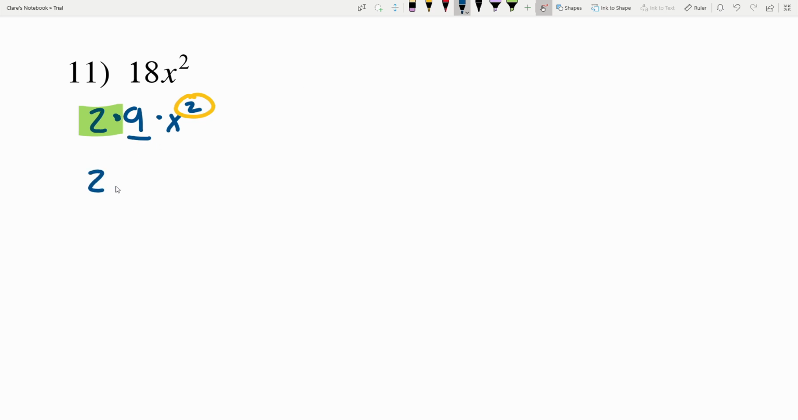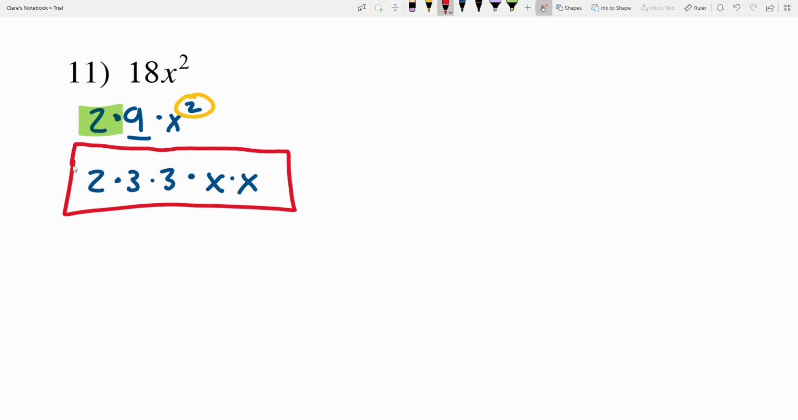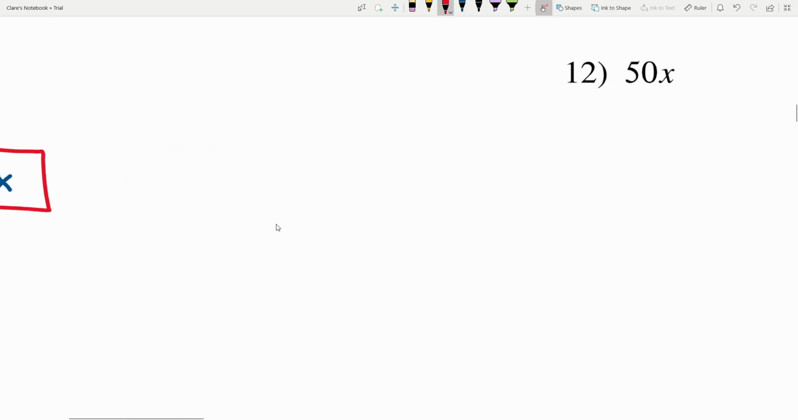So I'll have 2 times 3 times 3 times x squared, I'll write as x times x. So now I have my prime factorization because I have all prime numbers multiplied by my variables without exponents. 2 times 3 times 3 times x times x.